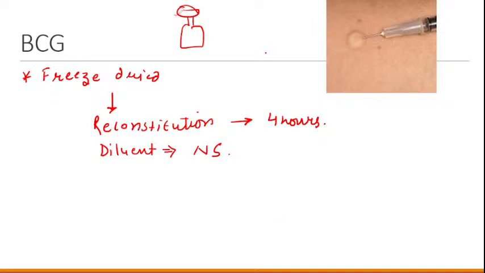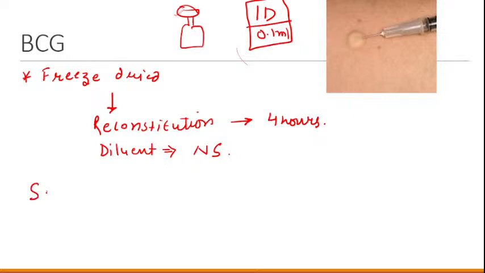So this BCG is given intradermal. I want you to remember one thing. If anything is given intradermal, the dose should be 0.1 ml. Why? Because when we give intradermal, it makes a bleb. And if the dose is more, like if I am giving 0.5 ml intradermally, this bleb will rupture, right? If anything is going intradermal, the dose has to be 0.1 ml, right?